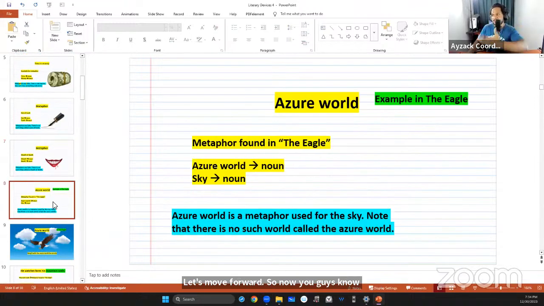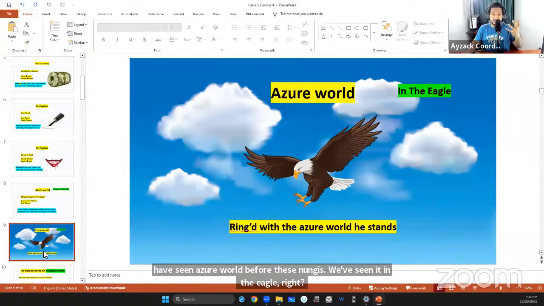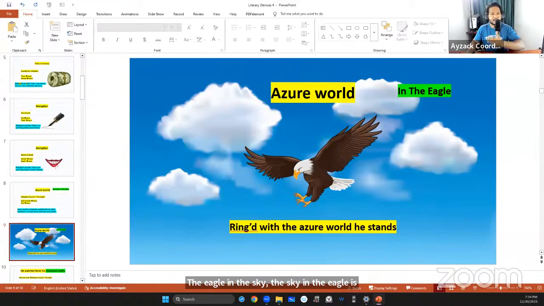Here are some in-syllabus examples for metaphors. Azure world is a metaphor because azure world is compared directly to the sky. The sky is not a world, right? It's fake. The sky is a noun, world is a noun. Azure world is a metaphor. Where have we seen azure world before this, Nangis? We've seen it in The Eagle, right? The sky in the eagle is compared to an azure world. That's why it's a metaphor.